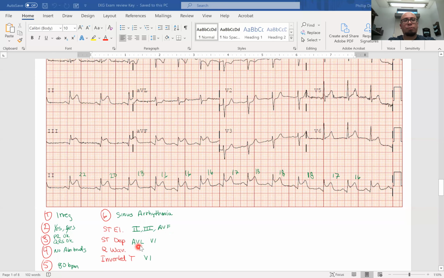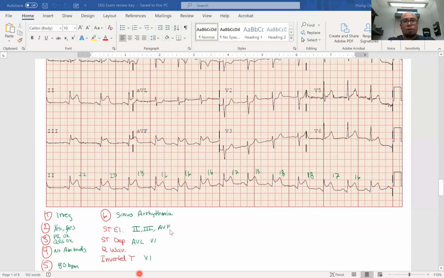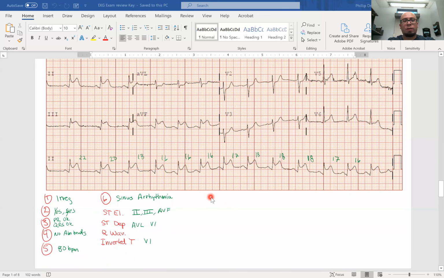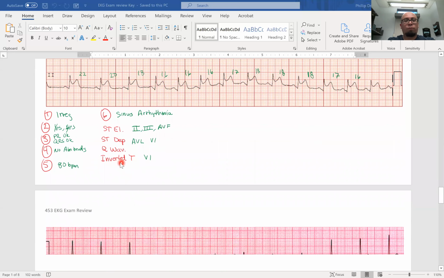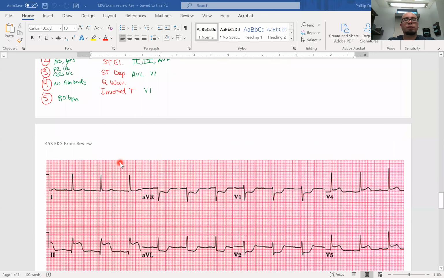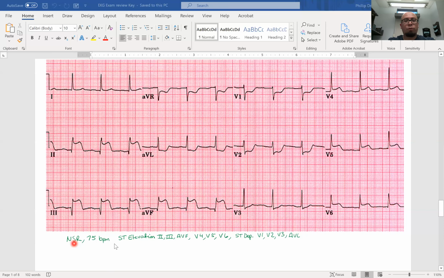We still have ST segment depression in AVL, as well as in V1, right down here. And no Q waves, but we have an inverted T wave in V1. And then you would write that all out, something like sinus arrhythmia, 80 beats per minute, ST elevation, and then just list them like we have here. So down here in the next strips, I will write it out the way it should come out onto your exam.